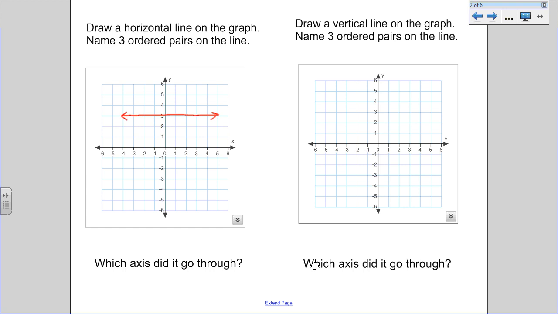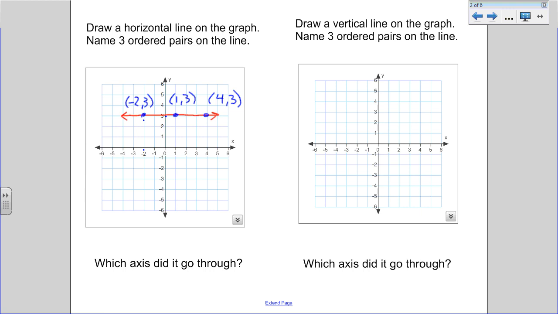It says to name 3 ordered pairs on the line, and so you can go ahead of me and start naming those yourself. Or we can just follow along here. I'm going to name this point, and this point. So the first point I drew is the point -2, 3. Remember, we name where it hits the x-axis first and where it hits the y-axis. For my second point, it's the point 1, 3. And for the third point, it's the point 4, 3.